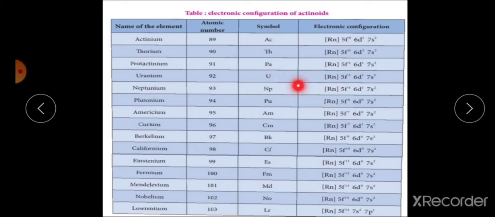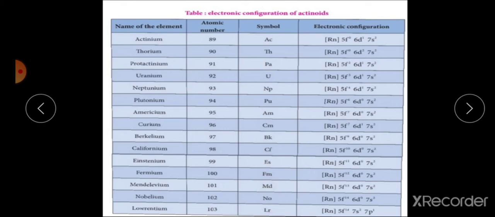After actinium, the electrons enter progressively into 5f orbitals, having the general electronic configuration radon 5f 1 to 14, 6d 0 to 1, 7s2. There are 14 elements from thorium to lawrencium. They follow actinium, hence they are called actinoids.